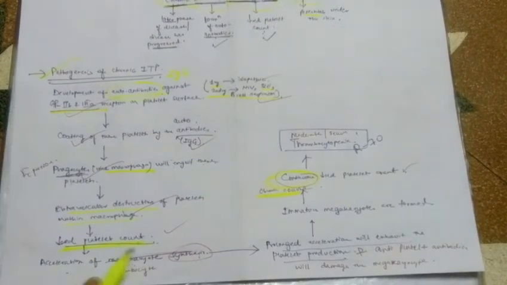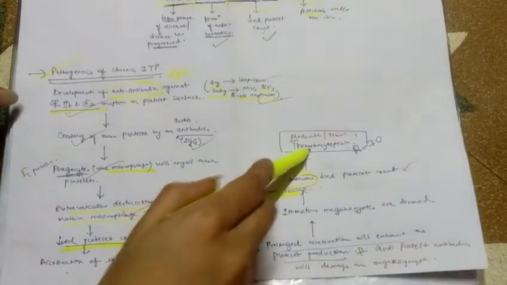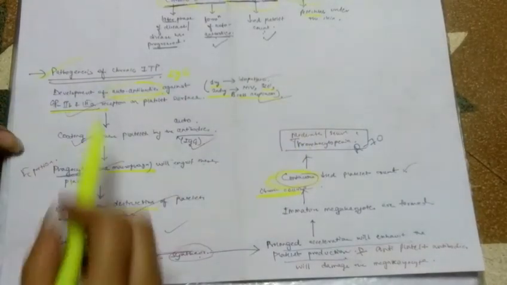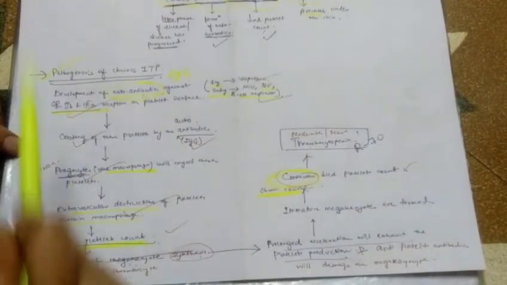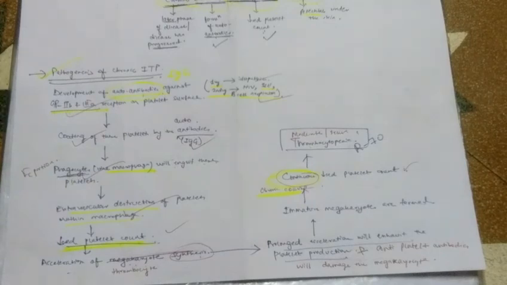So this is the pathogenesis of immunothrombocytopenic purpura. That means ultimately there is a decreased platelet count which has occurred due to the development of autoantibodies against the glycoprotein receptors present on the surface of platelets.